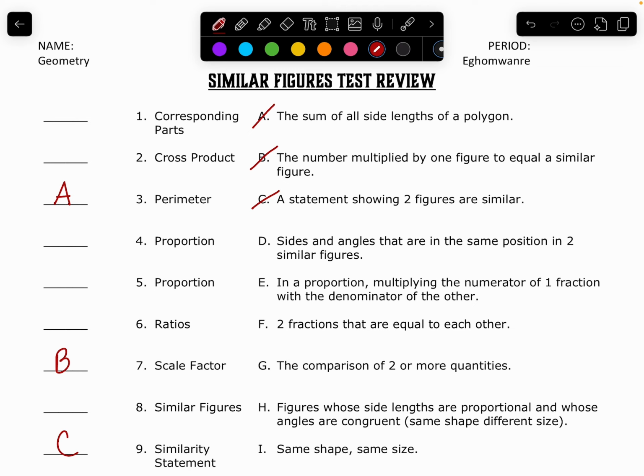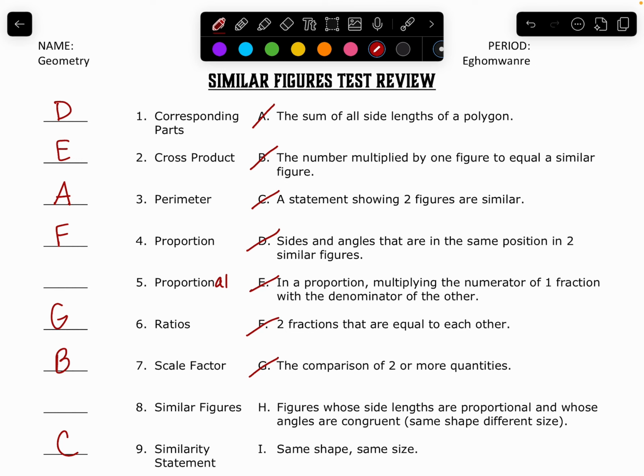Sides and angles that are in the same position in two figures are corresponding parts. In a proportion, multiplying the numerator of one fraction with the denominator of another is the cross product. Two fractions that are equal to each other is a proportion. The comparison of two or more quantities would be a ratio.